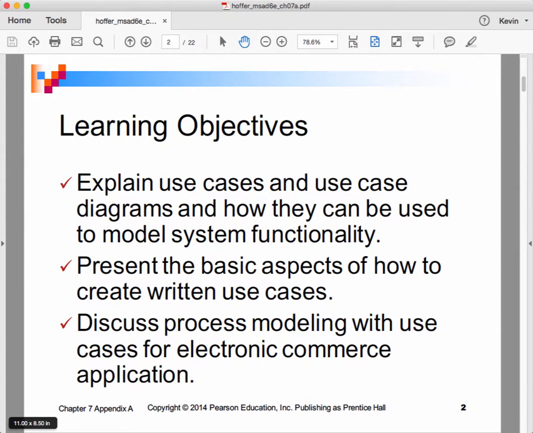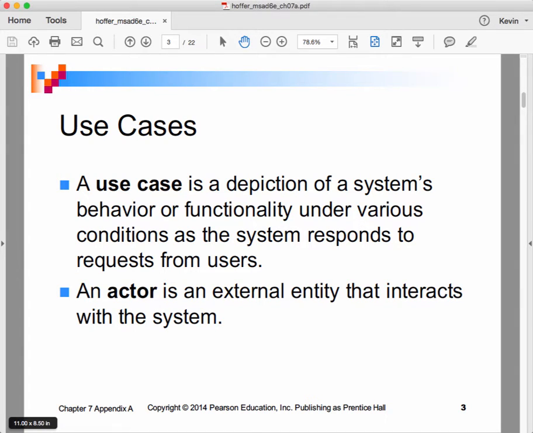So I'm not going to talk about the learning objectives. I am going to talk about use cases. A use case is a depiction of a system's behavior or functionality under various conditions as the system responds to requests from users. We identify on the diagram actors. These actors are external entities that interact with the system. So external entities, actors, very close corollaries between the two, okay?